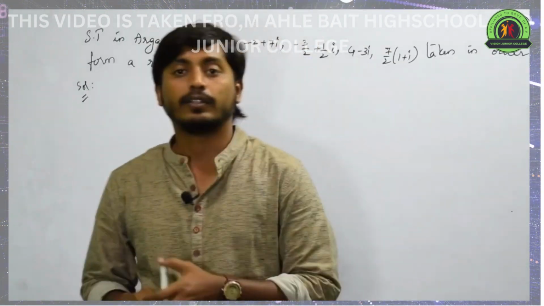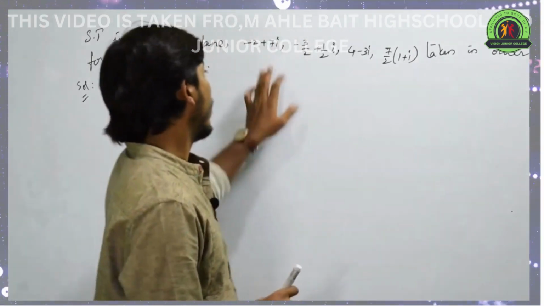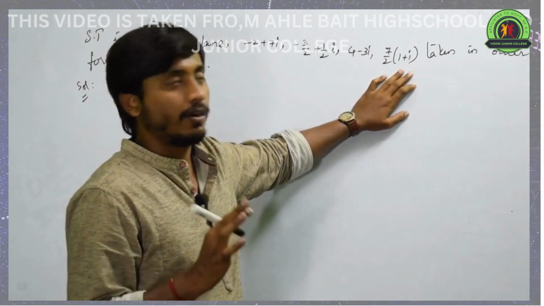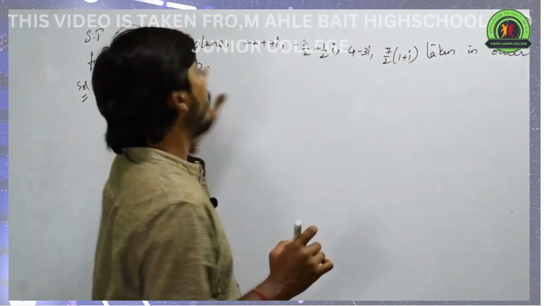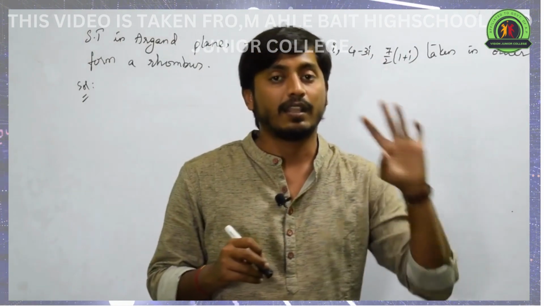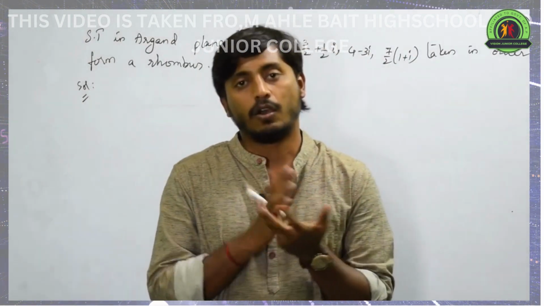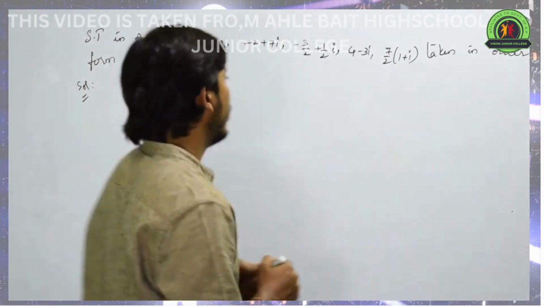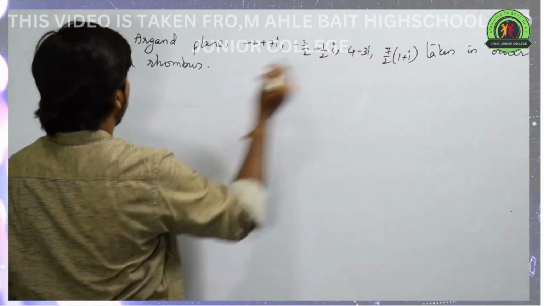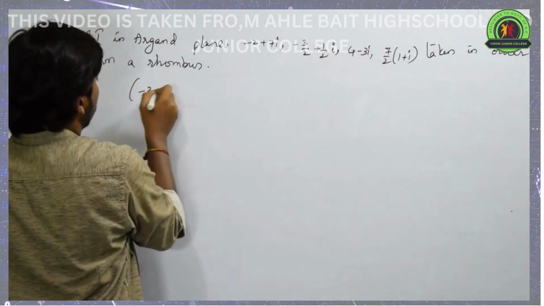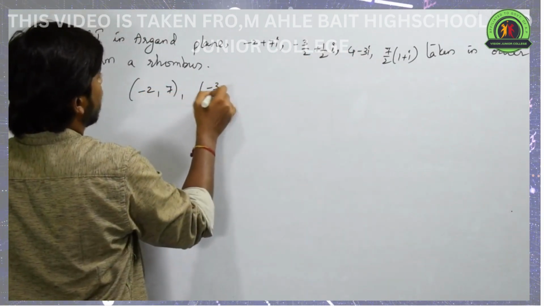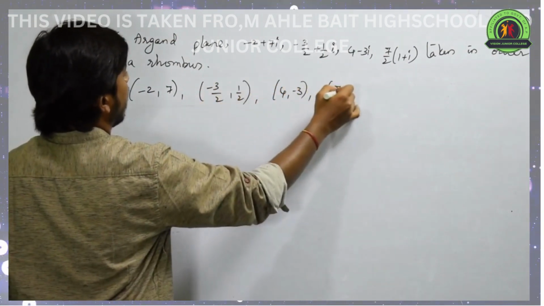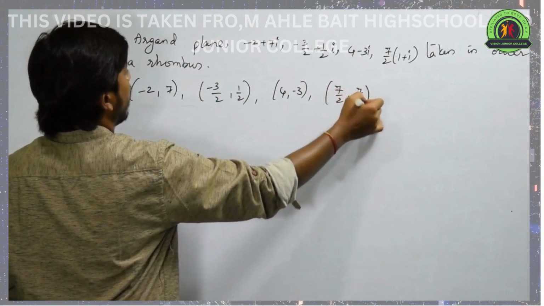Let's do. Look at this question. Show that in the argand plane, these 4 points, taken in order, form a rhombus. When we can say 4 points form a rhombus, that is all 4 sides should be equal. So, let us write them in the form of coordinates: minus 2 comma 7, minus 3 by 2 comma 1 by 2, 4 comma minus 3, and finally 7 by 2 comma 7 by 2.